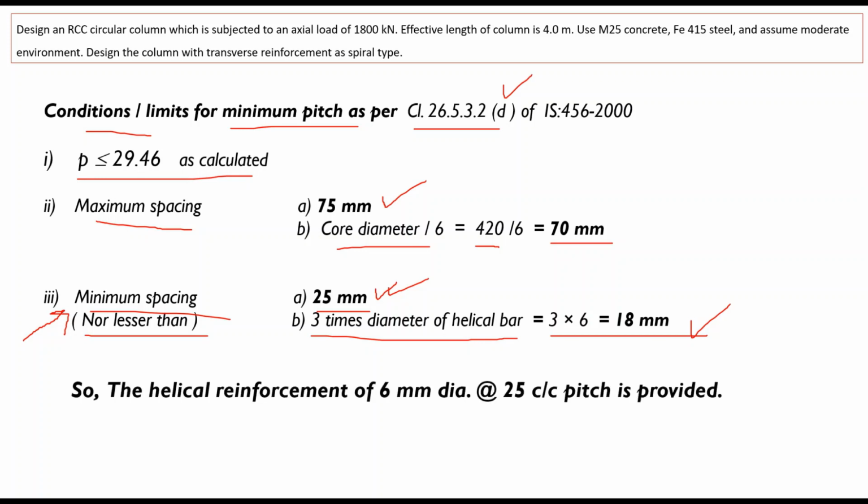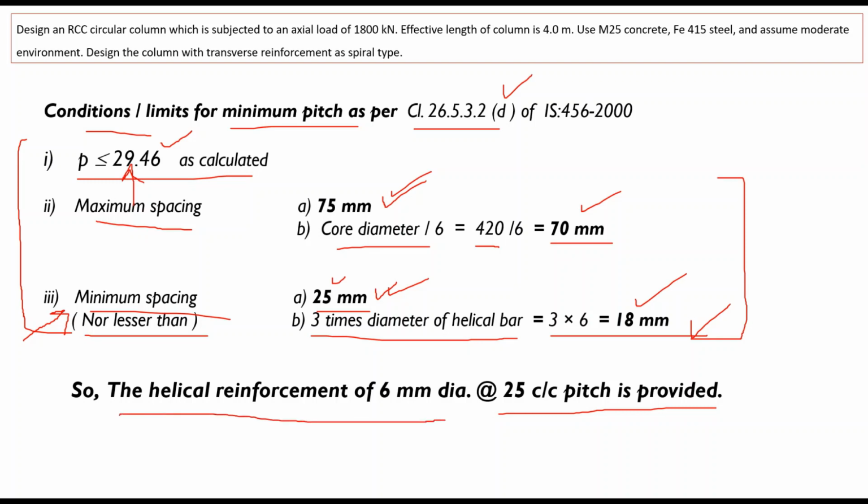So based on these conditions, ultimately we have to decide the pitch in such a way that it should be lesser than 29, lesser than 75, lesser than 70, greater than 18, and greater than or equal to 25. So ultimately, if we take the pitch 25 mm center to center, then it will be obeying all the conditions. So it is less than 29, less than 75, less than 70, equal to 25, and greater than 18. So ultimately, we have decided that we will be providing helical reinforcement in the form of helix or spiral having the bar diameter 6 mm and at a center to center spacing, that is pitch, of 25 mm center to center.